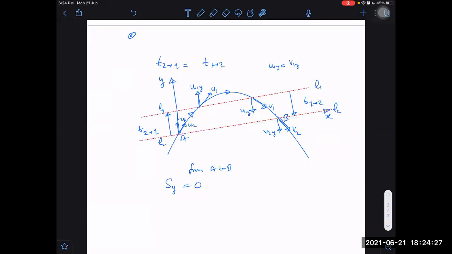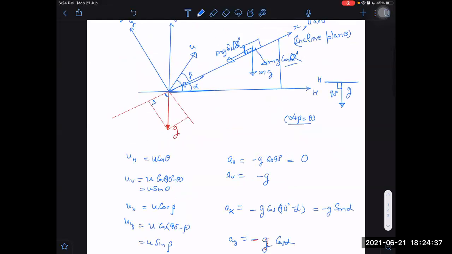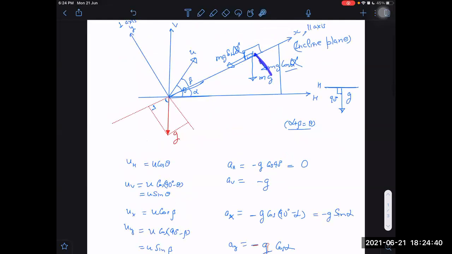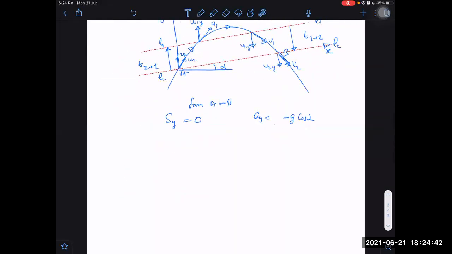If it becomes 0, and for the acceleration along y, if this makes an angle alpha, then as you already know, the acceleration along y is minus g cos alpha. I told you this, remember. What is the initial velocity along y? For this particular example, the initial velocity along y is u2y. And what is the final velocity along y? For this particular example, I am taking it to be v2y. What I have to prove is that this is equal to this.